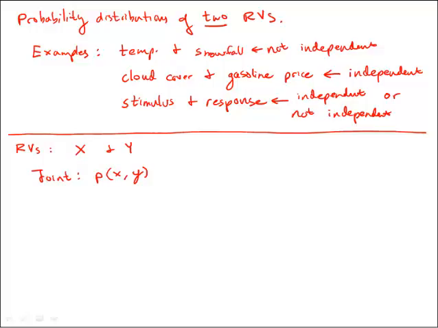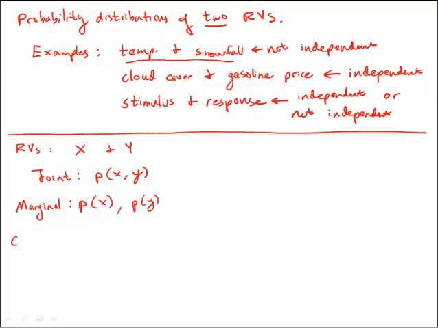We also have what are called marginal distributions. So the marginal distributions are just the single probability distributions over a single variable. So P of x and P of y. So in our first example up here, one marginal distribution would be the probability density of the temperature, regardless of what the snowfall was doing. The other marginal distribution would be the probability density of the snowfall, regardless of what the temperature was doing.